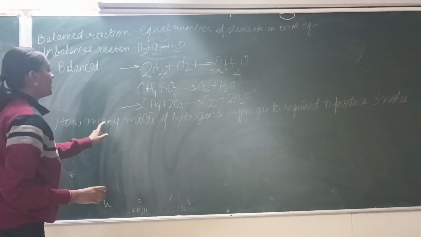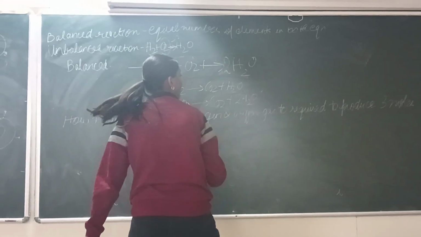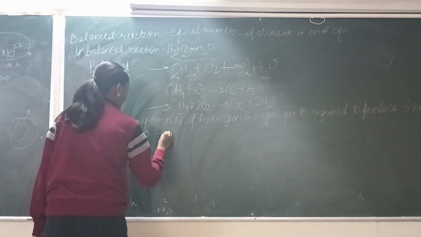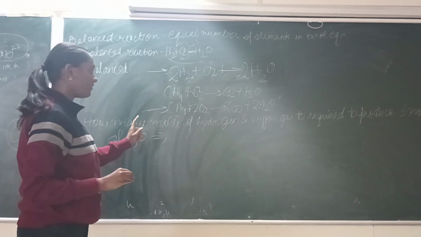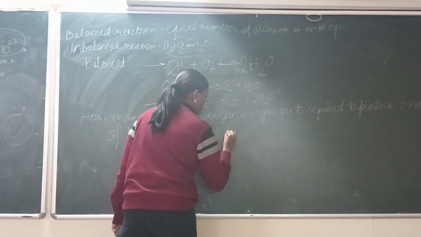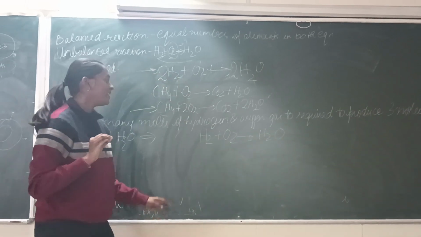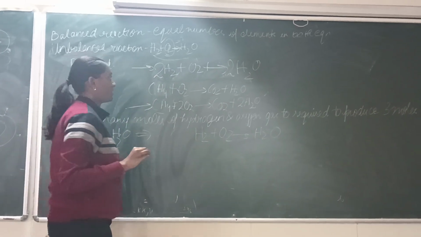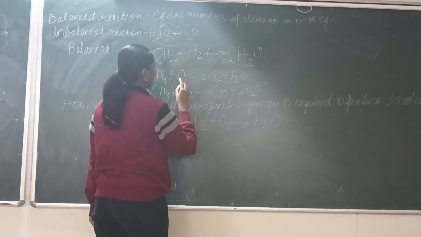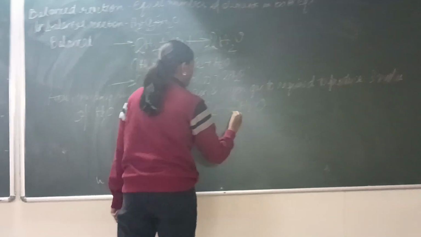Now we will know how many moles of hydrogen and oxygen gas are required to produce 3 moles of H2O. So for solving such questions, first of all you need the reaction. You know the reaction, which is H2 plus O2 gives H2O. Always remember that you need balanced reactions for such questions. This is not a balanced reaction as I explained earlier. Now we know the balanced reaction as well: 2H2 plus O2 gives 2H2O.